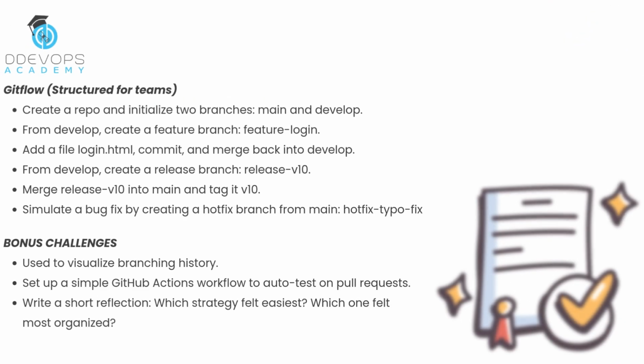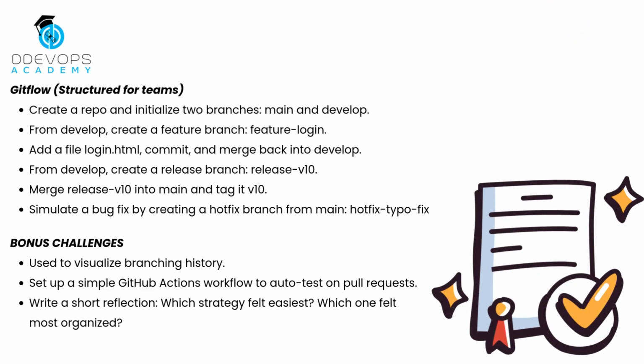Let's walk through a Git flow exercise. Start by creating a repository with 2 branches: main and develop. From develop, create a feature branch, say feature/login. Add a login.html file, commit, and merge it back. Then, create a release branch like release-v1.0, merge it into main, and tag it v1.0. To simulate a bug fix, create a hotfix/typo-fix branch from main. This structured flow helps teams manage features, releases, and urgent fixes with clarity.